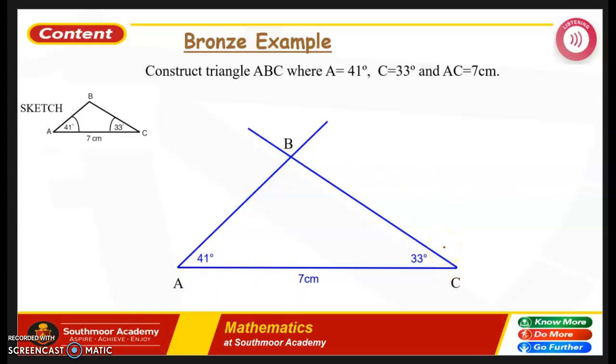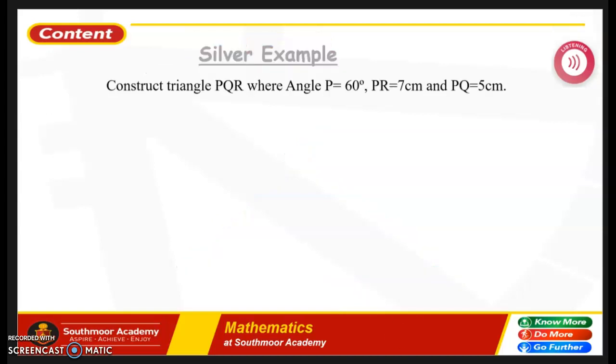That's your bronze example. Your silver example: here we have to construct the triangle PQR, where angle P is 60 degrees, PR is 7 centimetres, and PQ is 5 centimetres. Again, before we do anything else, we are going to sketch how we think that should look. So my sketch looks like this. This is how the triangle should look when we are finished.